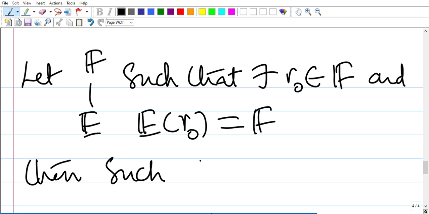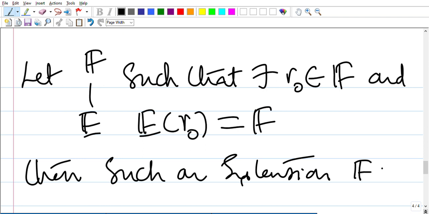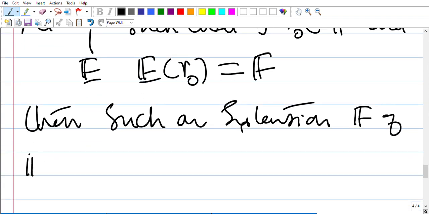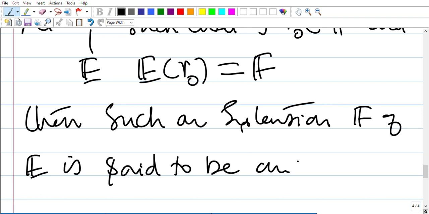such an extension F of E is said to be a simple extension of E.